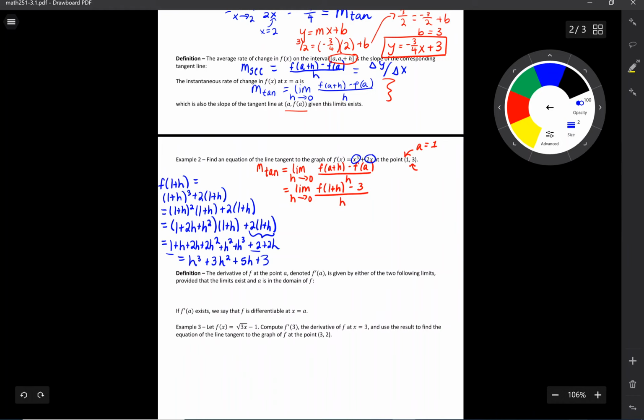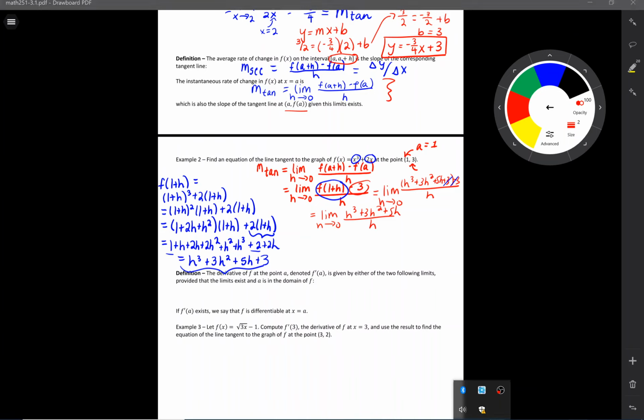So now I can plug this whole expression in for f of 1 plus h that we just found. So this is equal to the limit as h goes to 0. F of 1 plus h is h cubed plus 3h squared plus 5h plus 3. And then I have this minus 3, all of this over h. Well, my 3's cancel. And I am left with the limit as h goes to 0 of h cubed plus 3h squared plus 5h over h.